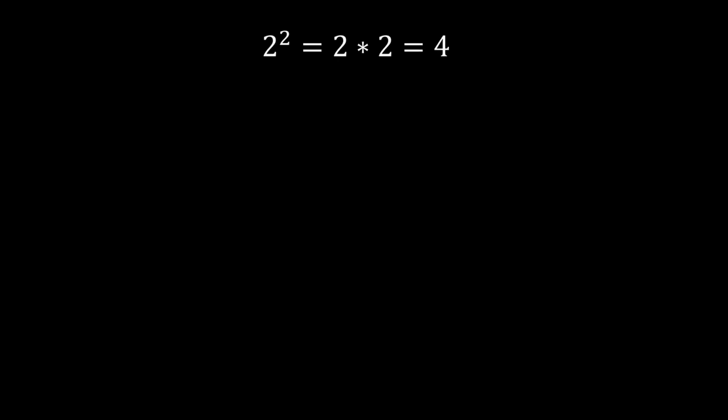When we square a number, we multiply that number by itself twice. Taking the square root does the opposite process. It is asking, in a general sense, what number, when squared, gives you the radicand, or the number inside the square root symbol.